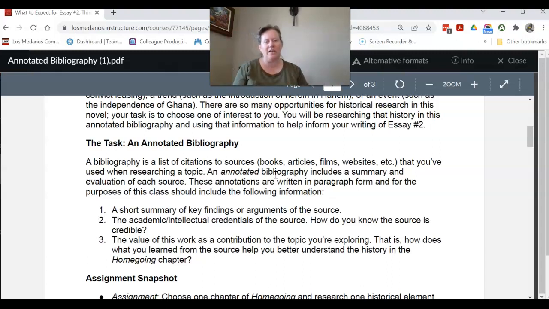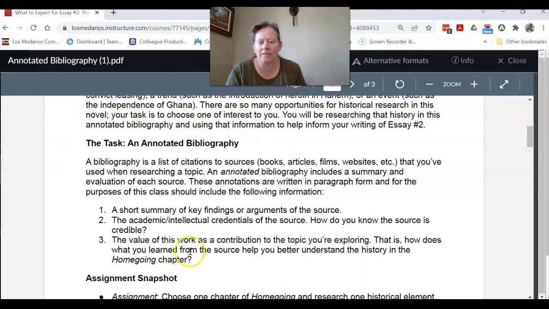Right? That's ultimately the leap that you're going to be taking. It's not just that, oh, I'm learning about cocoa plantations in Ghana, and isn't that interesting? It's more about, okay, so how does that help us understand what Jessie is setting up in the Homegoing chapter, right? So that's the leap that we're ultimately going to be making.